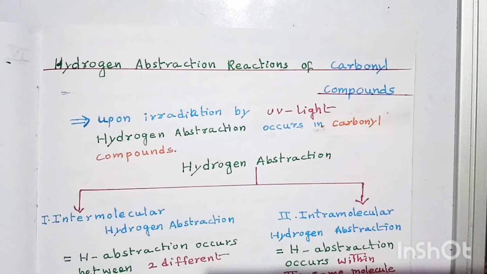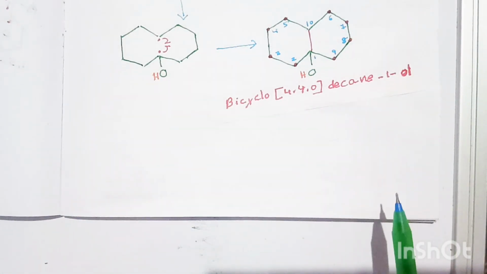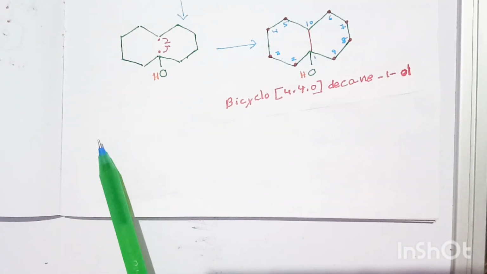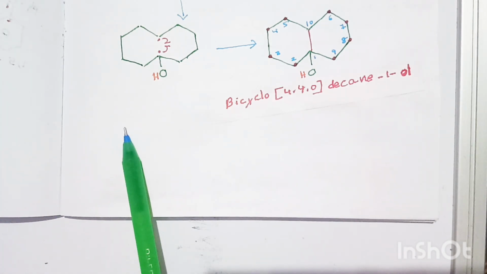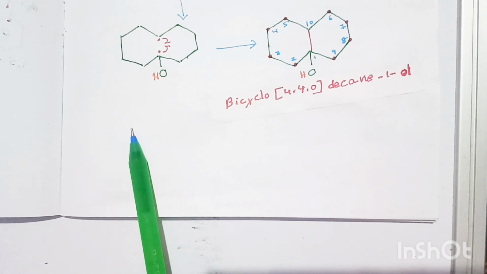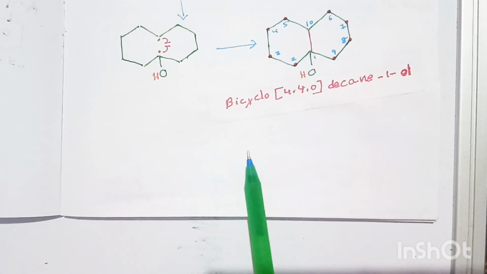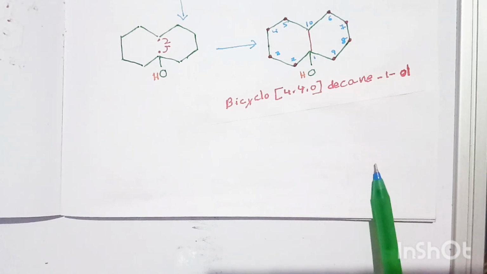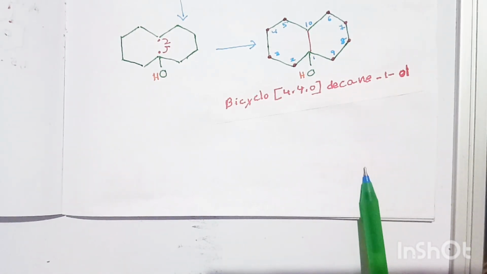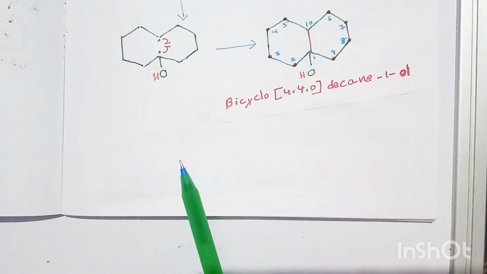So we have seen gamma hydrogen abstraction reactions, beta hydrogen abstraction reactions, delta hydrogen abstraction reactions, and epsilon hydrogen abstraction reactions of carbonyl compounds. These are all intramolecular hydrogen abstraction reactions because the hydrogen is abstracted from within the molecule.